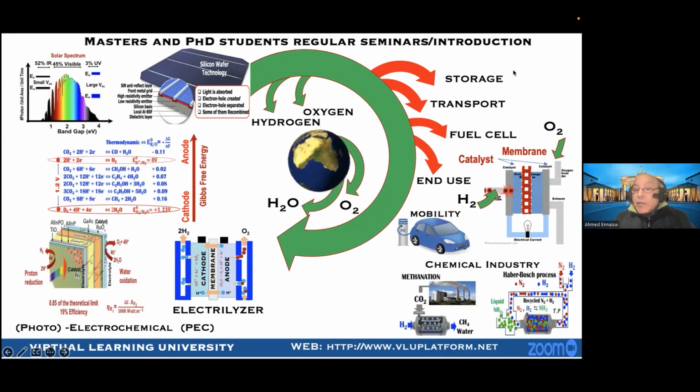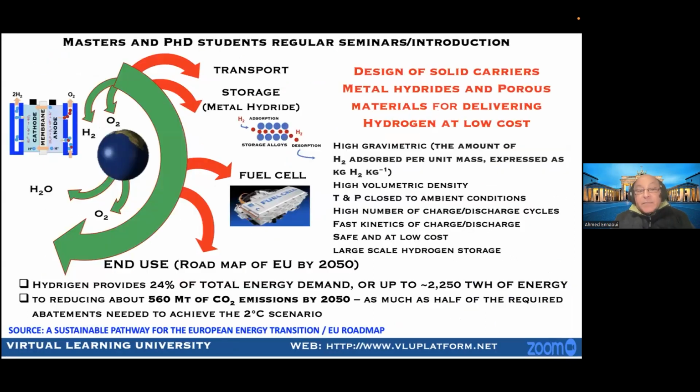We will talk about the storage of hydrogen. One of the important methods for storing hydrogen is using metal hydride. That's what will be the topic today. And you can see here that it's very important to design the solid carrier, metal hydride for example, or some porous materials, for delivering hydrogen at low cost. That's one of the objectives.